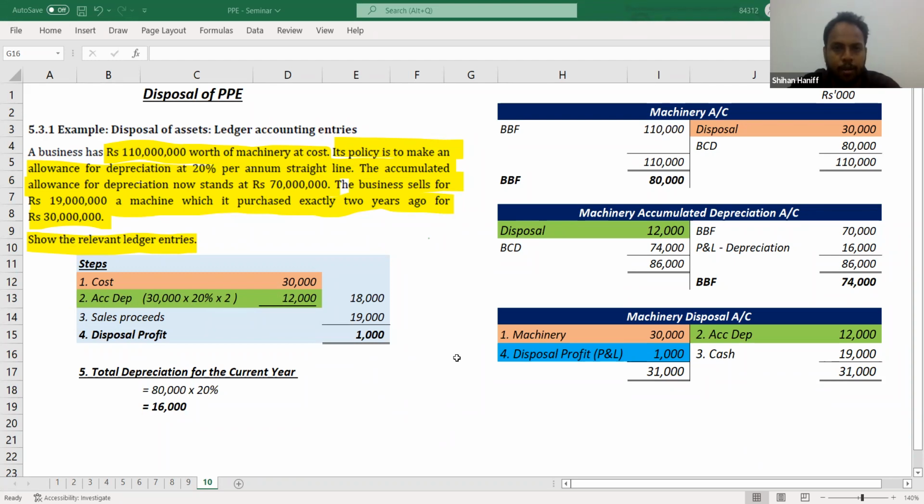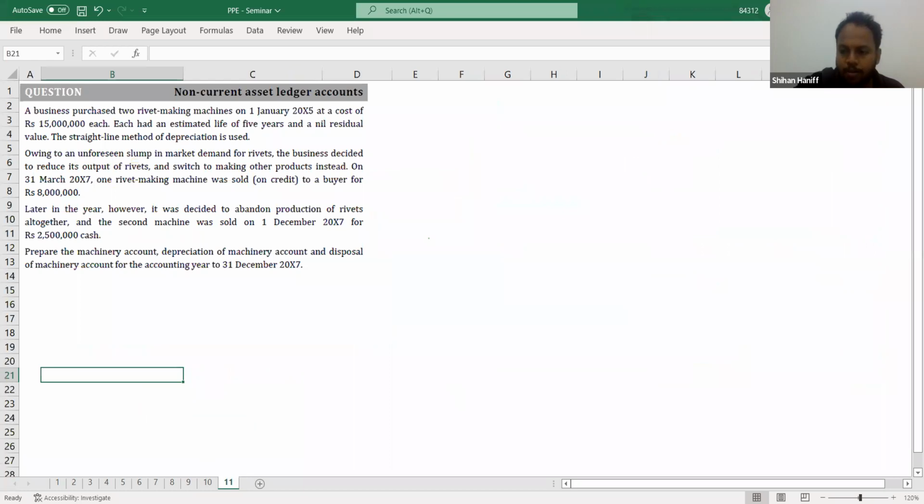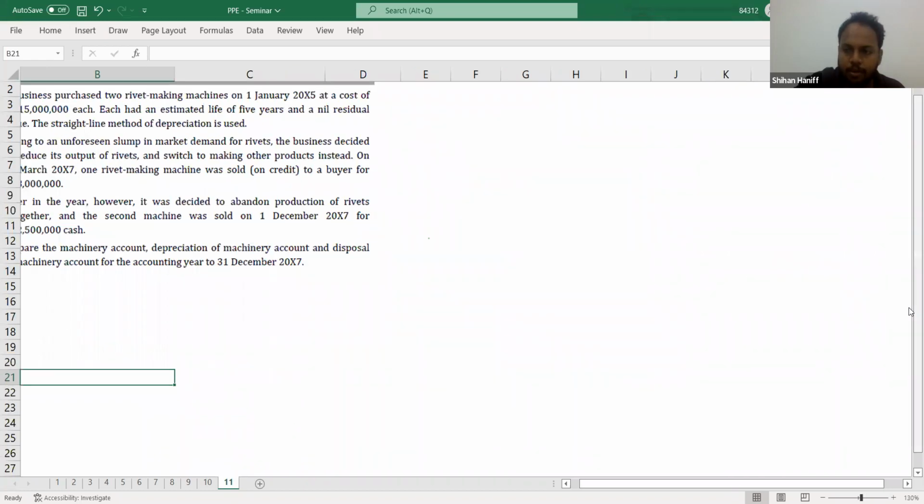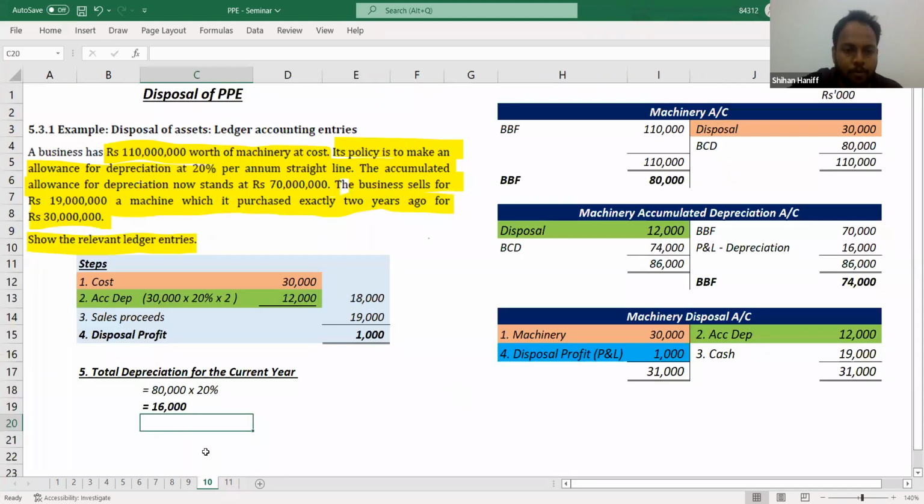Okay. So there is one more last question from the disposal. I want you all to do this question as homework. I'll share all the notes in our WhatsApp group. Okay. Up to now, do you all have any doubts?